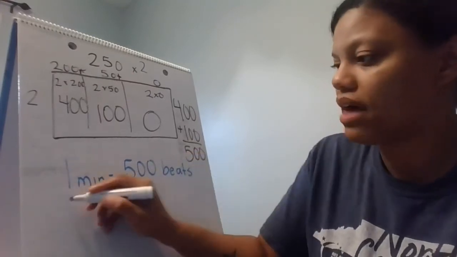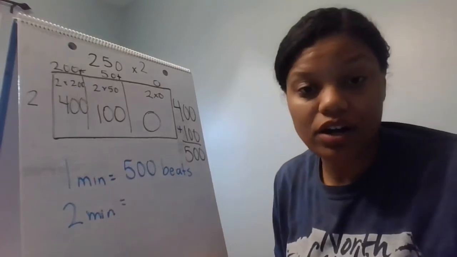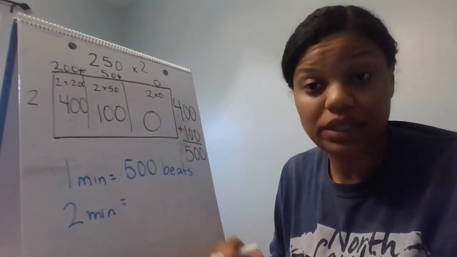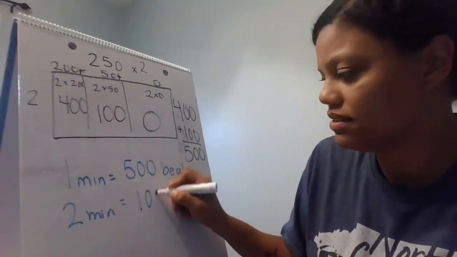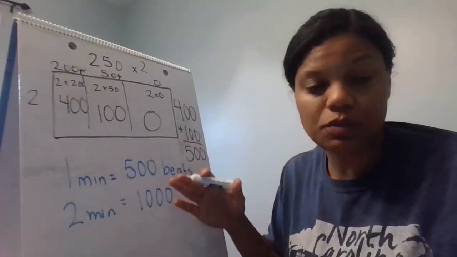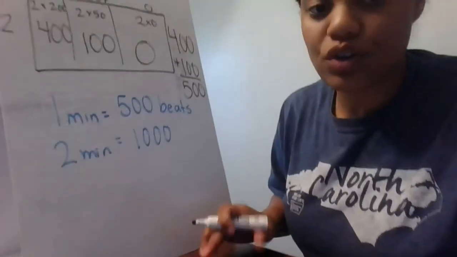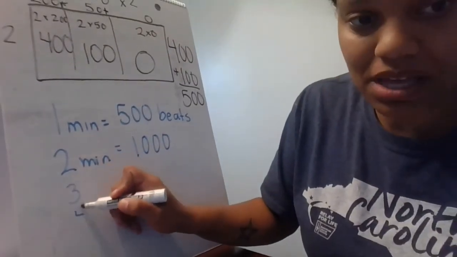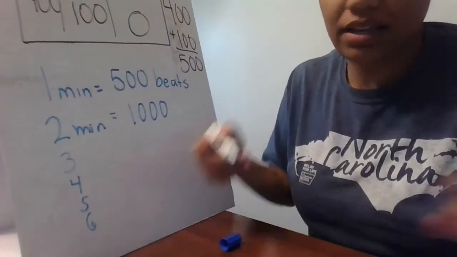Now I'm going to continue that pattern, and I'm going to be counting by 500. So I can continually add 500. 500 plus 500 would be 1,000 in 2 minutes. But I'm going to use multiplication because really what I'm doing is 500 times, I want to know in 6 minutes. So I'm going to do 500 times 6.